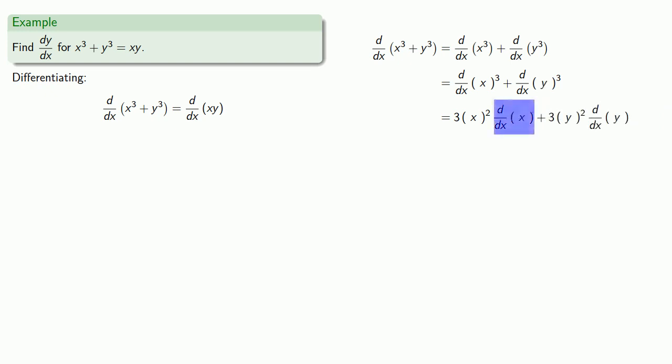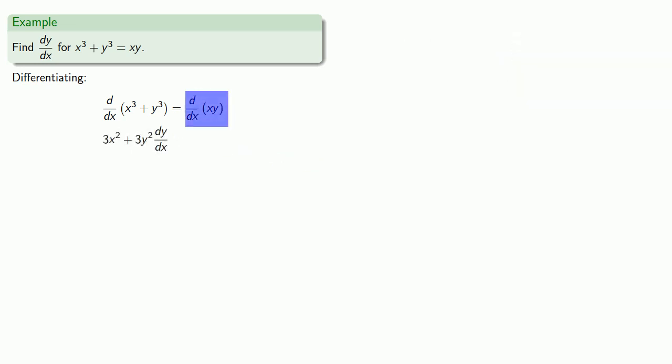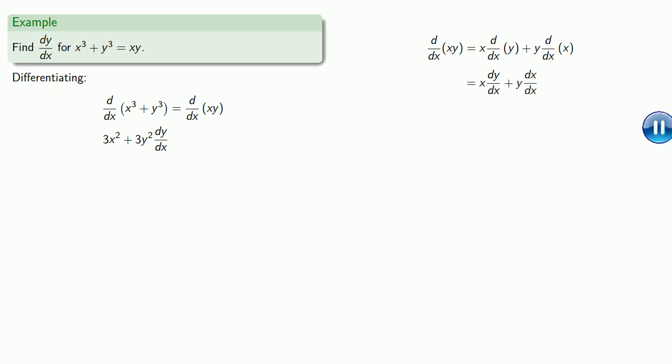And likewise for our other derivative. Now we have the derivative with respect to x of x and the derivative with respect to x of y. dx over dx is just 1, and dy over dx is dy over dx. And so this gives us our left-hand side. On the right-hand side, we have the derivative of a product, so we can use the product rule. So that'll be x times the derivative with respect to x of y, otherwise known as dy/dx, plus y times the derivative with respect to x of x, and simplifying. And so there's our right-hand side.